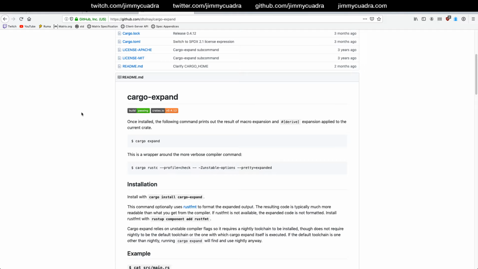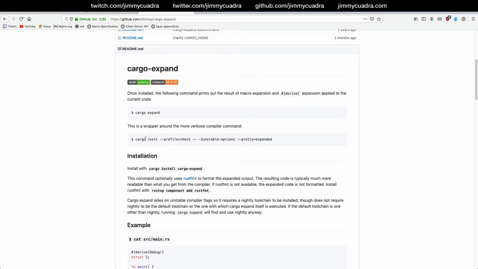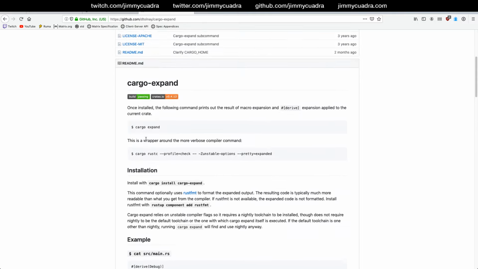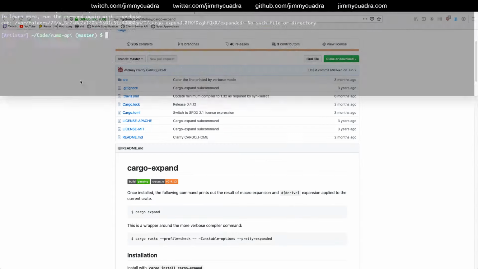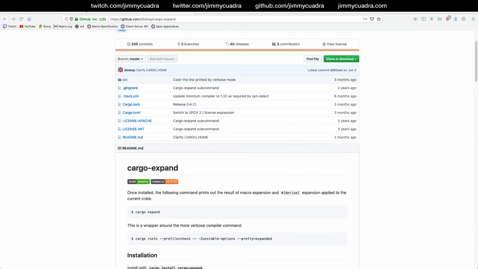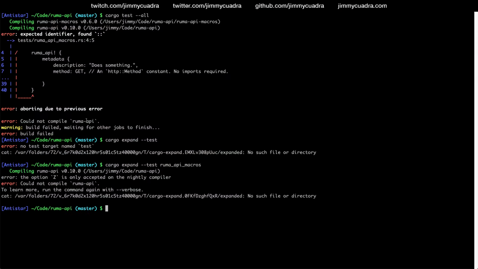What this does is it will essentially run a procedural macro and output the generated code, so you can look at it and try to find where the bugs in your procedural macro code are. Unfortunately, it requires this -Z unstable-options compiler flag, which means, let me put this in the show notes, that you can only run it on nightly Rust.